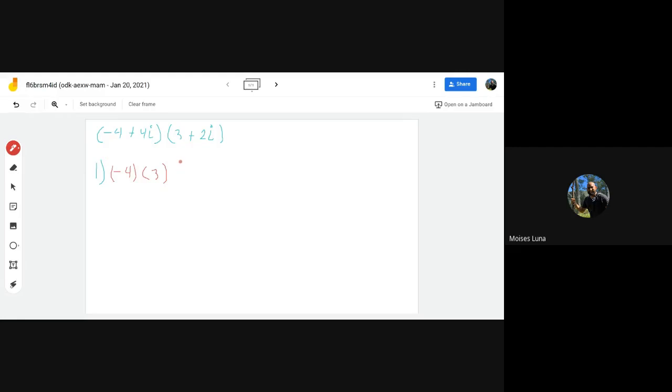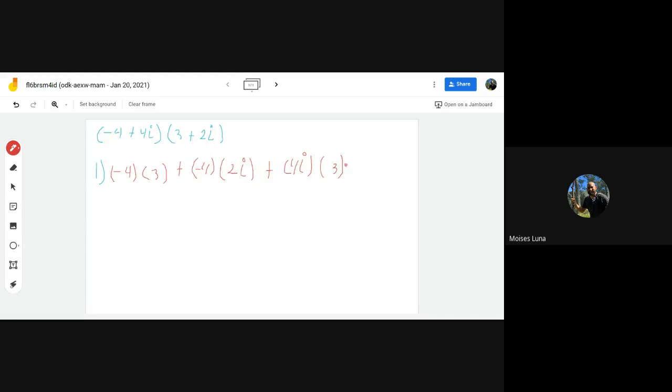Then you need to add plus -4 times 2i. And then you multiply this number. So you do plus, and remember here you have a negative and a positive and a negative sign. We'll talk about that later. So here then when you finish with this number, you start with the next number. So plus 4, so parenthesis, 4i times 3.